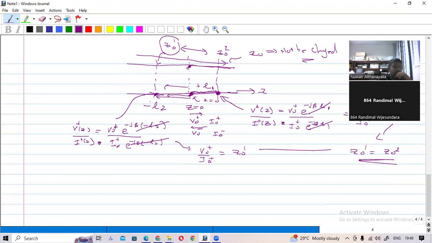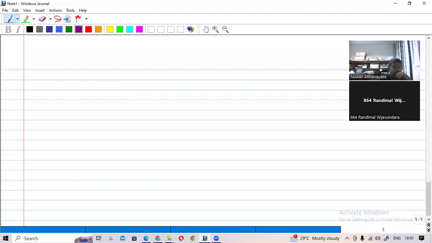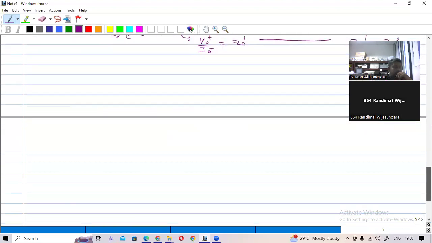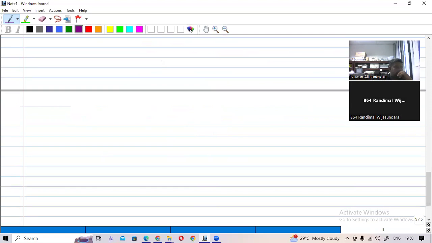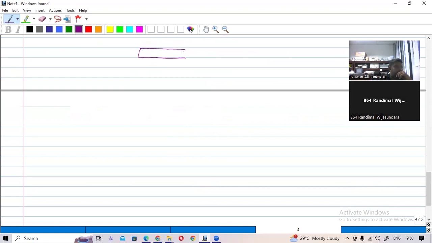I will ask you another question. Just try to do it. Let's say that we have a transmission line here. We have a transmission line like this. Okay, this is a transmission line. Now I will write it like this. This is a transmission line, and this is the line side. This is the ground. Okay, and we have a load here like this. Okay, so this is a load.